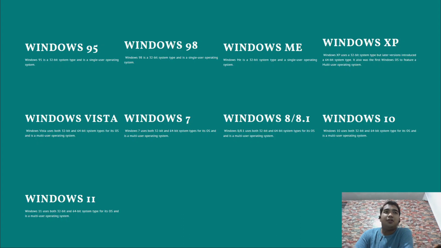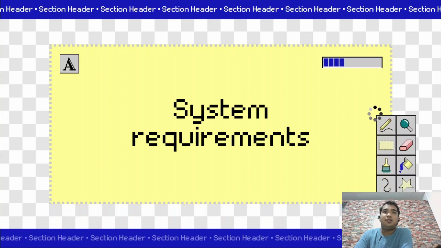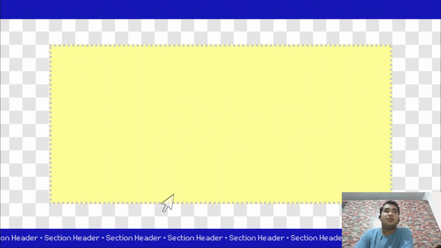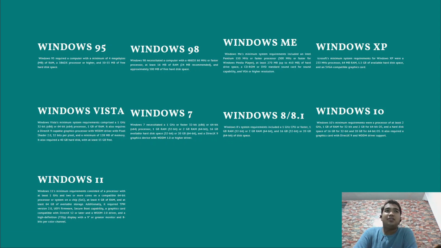From there on, Windows Vista to Windows 11, all of them use a 32-bit and a 64-bit for its OS, and also have a multi-user operating system. So let's move on. System requirement. So, Windows 95 requires a computer with a minimum of 4 megabytes of RAM, a 386DX processor or higher, and 50 or 55 megabytes of hard disk drive.